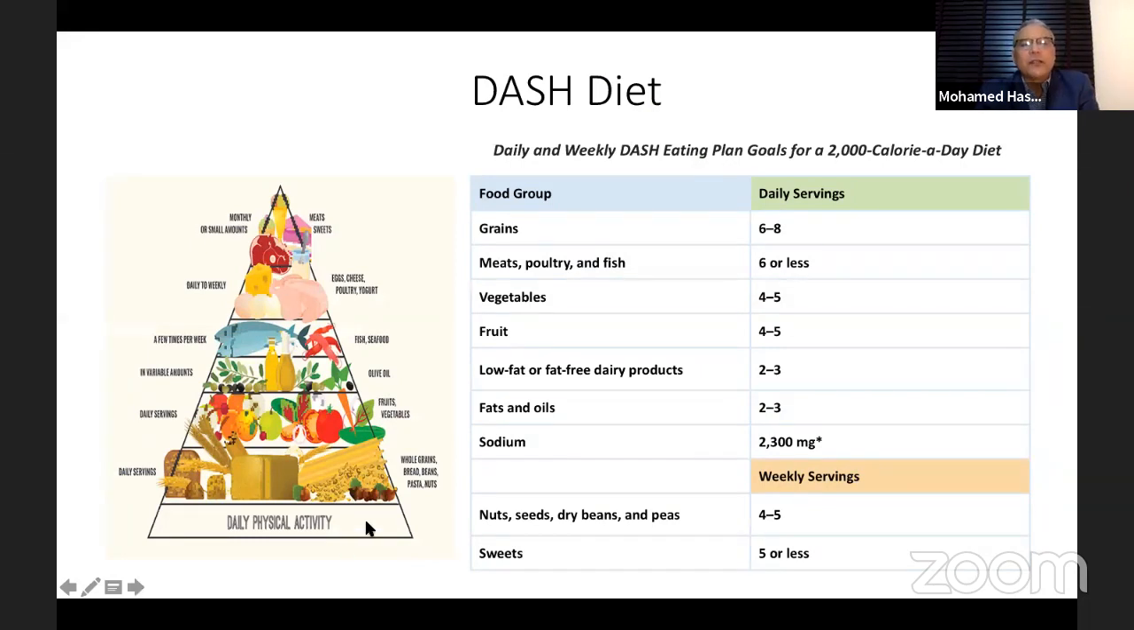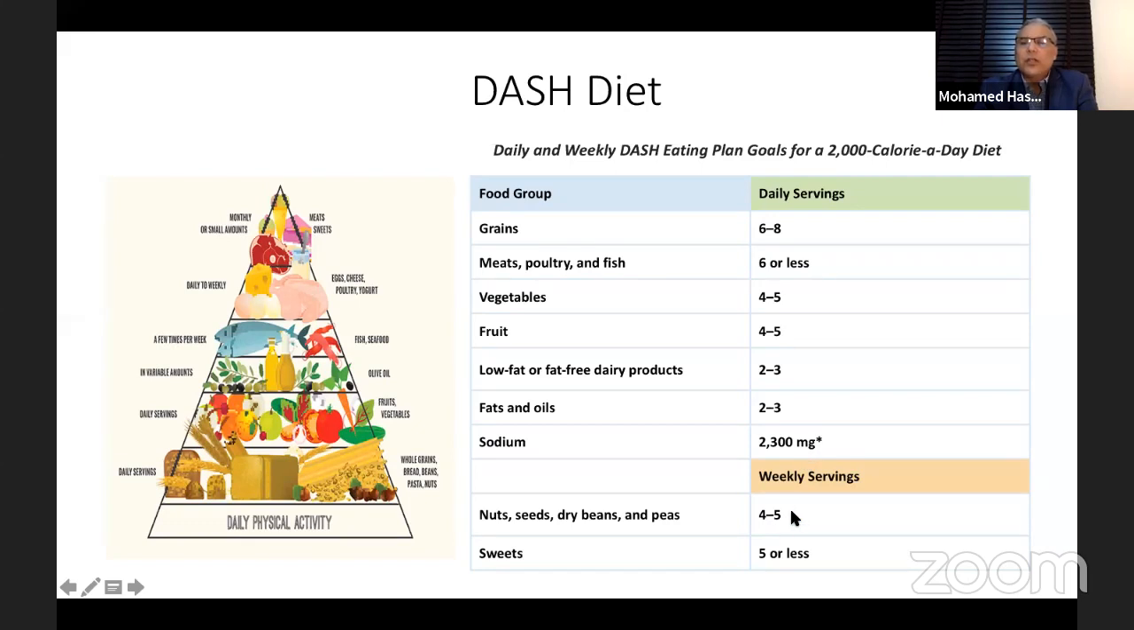So when you look into the pyramid of the DASH diet, the base of it is physical activity. The second level is the grains, and it is recommended to be whole grains. Whether this is pasta, bread, or rice, try as much as possible to have the whole grain type. Fruit and vegetables are daily, 4 to 5 portions a day of each of the fruit and the vegetables. Having daily low-fat or fat-free dairy products is also okay, and having fats and oils in a small amount. And I will show you now what is one serving. They recommend no increase of sodium intake more than 2,300.